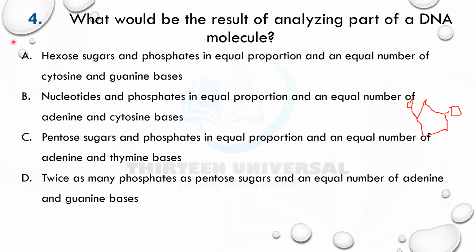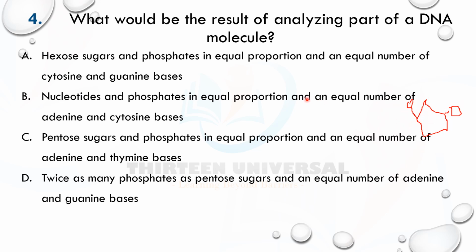Okay, let's go. A says hexose sugar. It doesn't have hexose sugar. This cancels it. It doesn't have a hexose sugar; what we have in DNA is a pentose, 5-carbon sugar. All right. So B says nucleotides and phosphates are in equal proportion. So if I have one nucleotide, I'll have one phosphate.